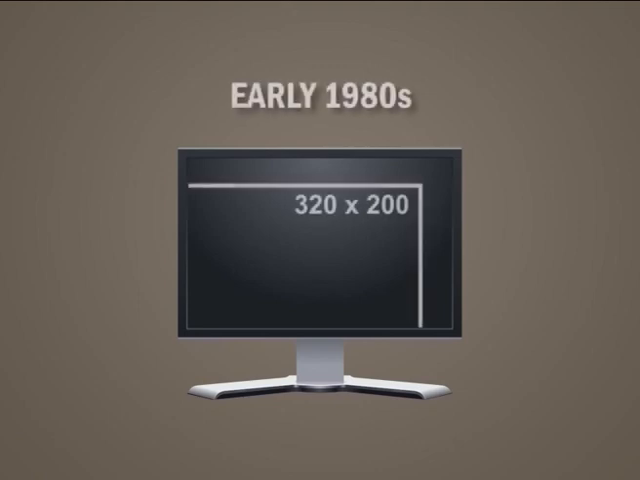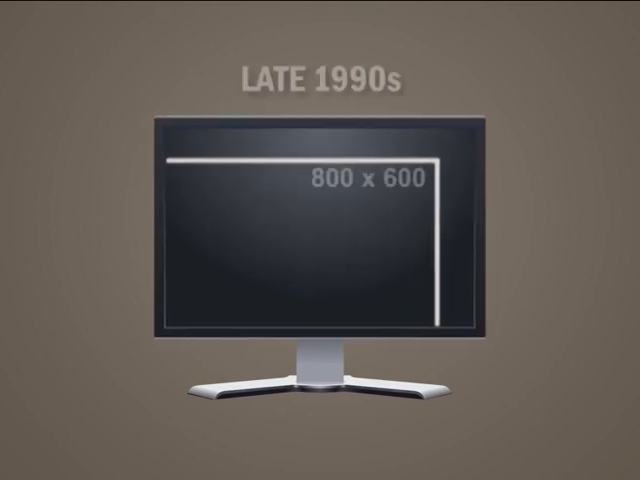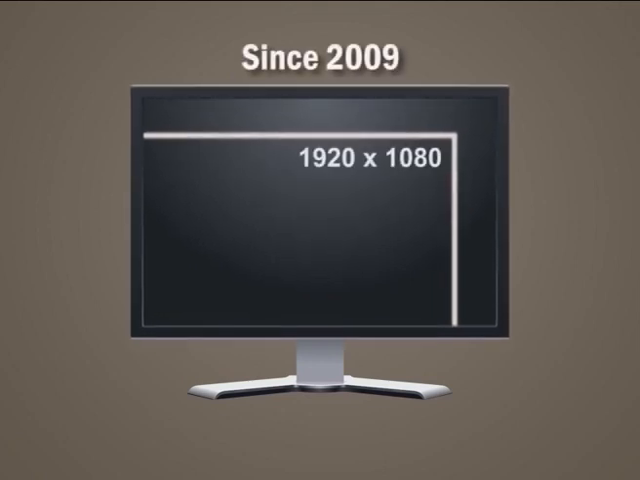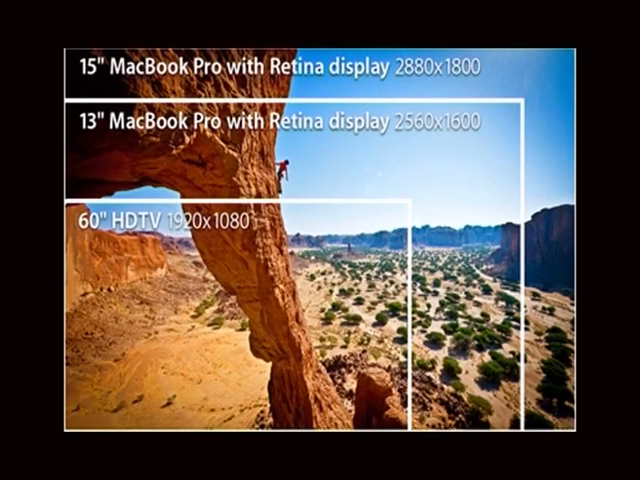The resolution of our computer monitor has increased over time with the advancement in technology, from 320 cross 200 resolution during the early 1980s to 800 cross 600 pixels during the late 90s. Since 2009, the most commonly sold resolution for computer monitors is 1920 cross 1080. The top end consumer products offer resolution up to 2560 cross 1600 at 13 inches.